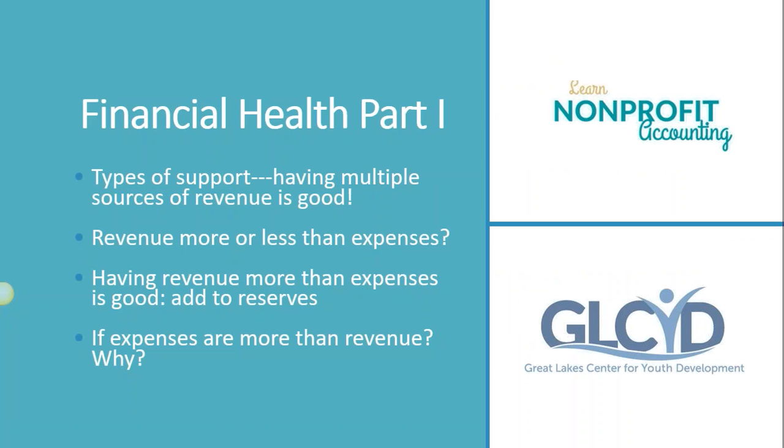So let's move on to financial health. And I have broken this down into parts because there's a lot to list, and I didn't want to overwhelm the slides here. So I'll go through it in several parts. First of all, we'll look at the statement of revenue, and we'll look at where we can find out where the sources of revenue are, if revenue is more or less than expenses. And having revenue more than expenses is really good. That means you can have reserves, or you can add to your reserves, and reserves are like a long-term savings or rainy day savings. It's really good for nonprofits to keep reserves. If expenses are more than revenue, then why is that?